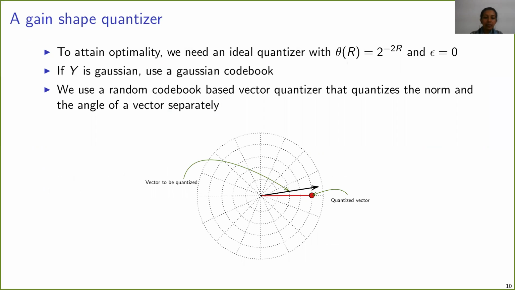Now, if our estimation error was Gaussian, then using a Gaussian codebook would have solved this problem. But as this error vector is not Gaussian in our work, we adopt a randomized construction for the quantizer based on spherical codes. This is actually a gain-shaped quantizer where the norm and the angle of the error vector are quantized separately and sent across the channel. Asymptotically, we show that this quantizer design achieves nearly our required performance guarantee. Our paper provides a more detailed account of this quantizer and its performance.